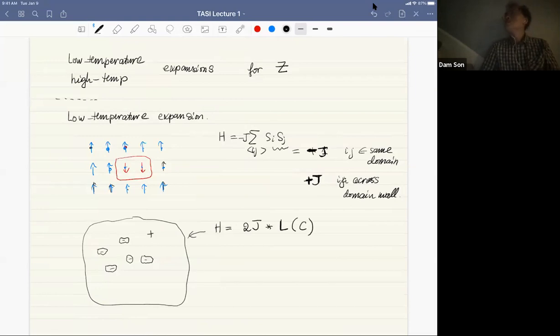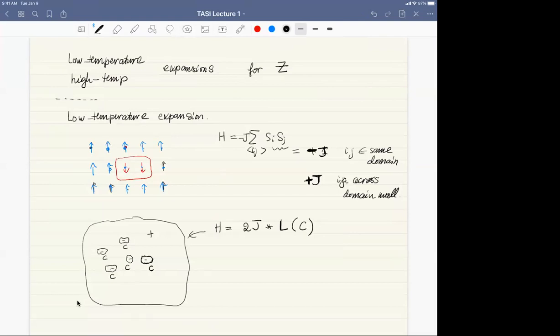The length of the curve that separates the region of spin up from the region of spin down. By C here, I mean the union of all this domain. Let me ask if there is any question so far, please.